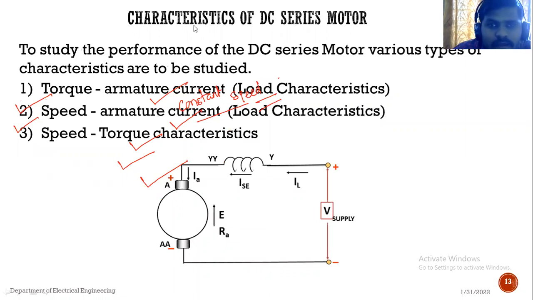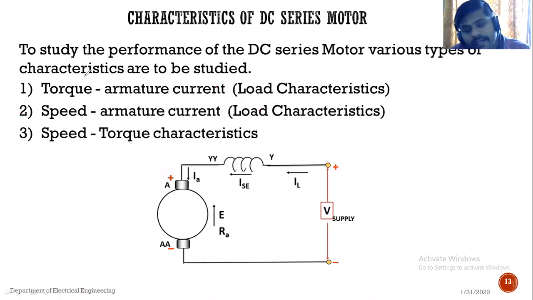Now we want to derive the same characteristics related to DC series motor also. Series motor चे आपल्याला characteristics derive करायचे. Again the characteristics can be derived by using two equations, that is the torque equation and the back EMF equation. According to these two equations, we are deriving the characteristics of DC series motor.